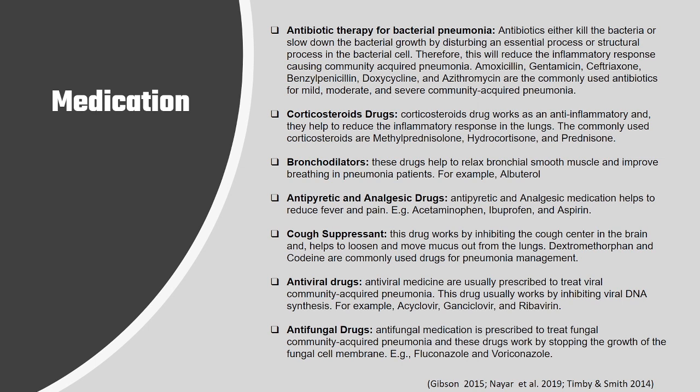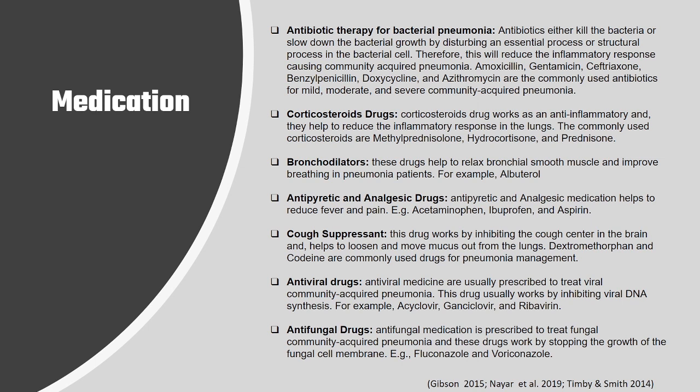Corticosteroid drugs are anti-inflammatory medications that help to reduce the inflammatory response in the lungs. Examples of this drug are hydrocortisone and methylprednisolone. Bronchodilators help to relax the smooth muscles in the lungs and dilate the airways, which helps to improve breathing. Examples of bronchodilators include salbutamol. Antipyretics help to reduce fever and analgesics help to reduce pain, and examples are ibuprofen and aspirin.